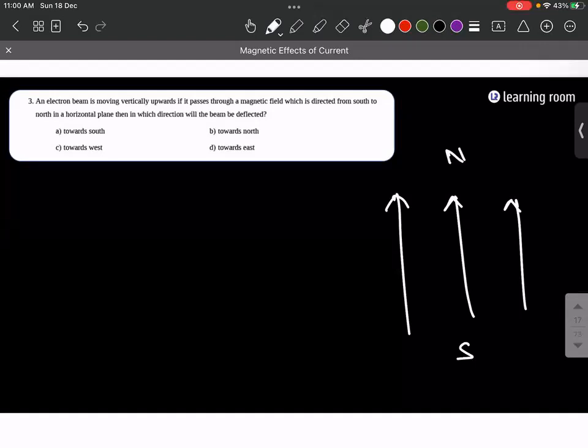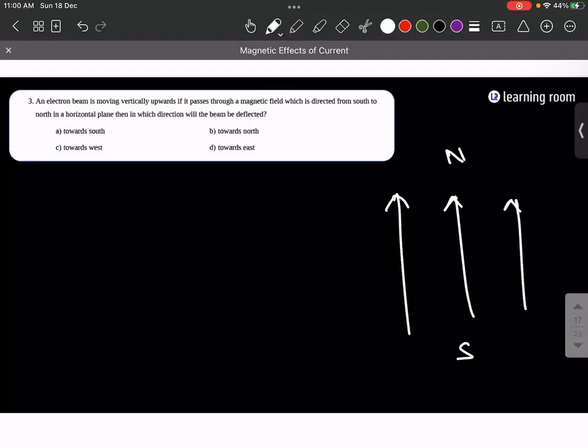Okay. Is it towards east? How did you find it out? There was an experiment in the textbook, sir. Yeah, Advana, you give me the logic, okay?